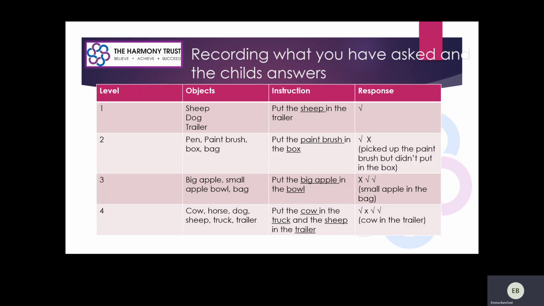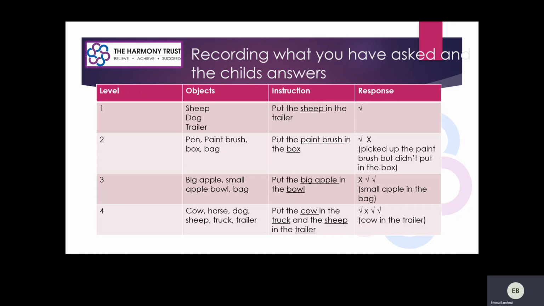So our response shows us that the first underlined word, which is big, the child got wrong, but the second 2 he got right. And my further information shows that it was the small apple that he put in the bag, suggesting we need to do a little bit more work on the concept of big and small.